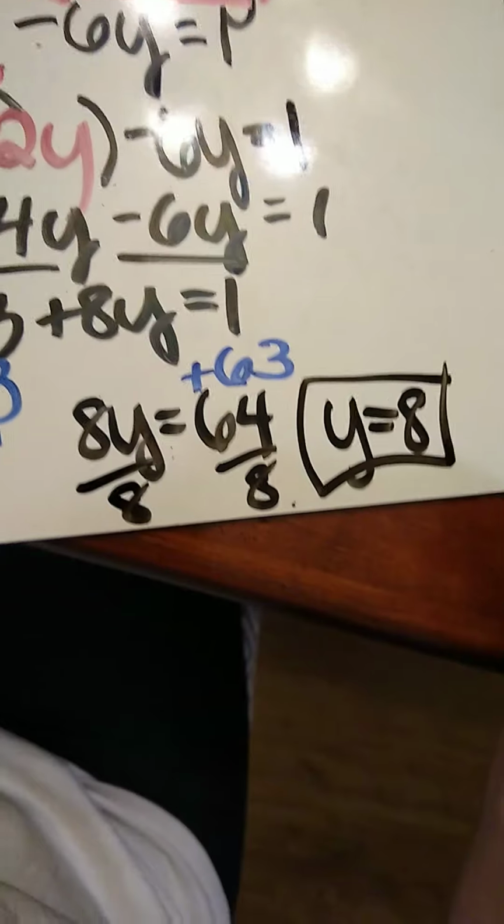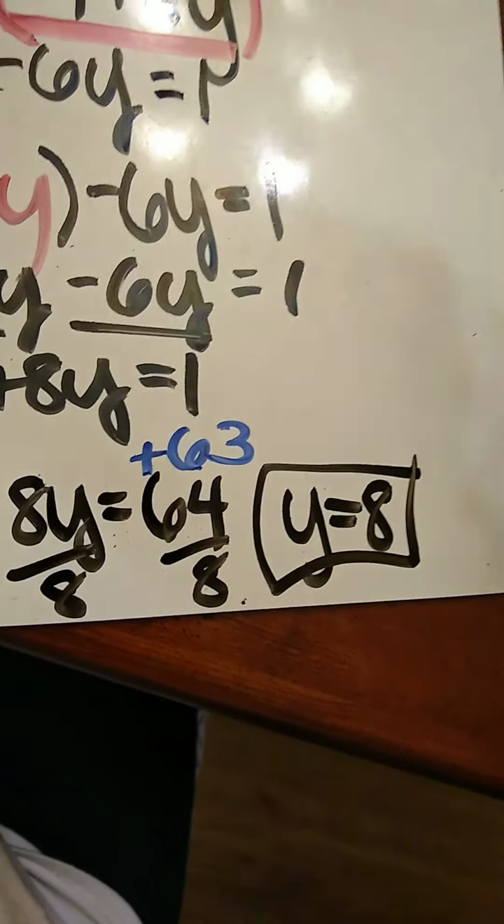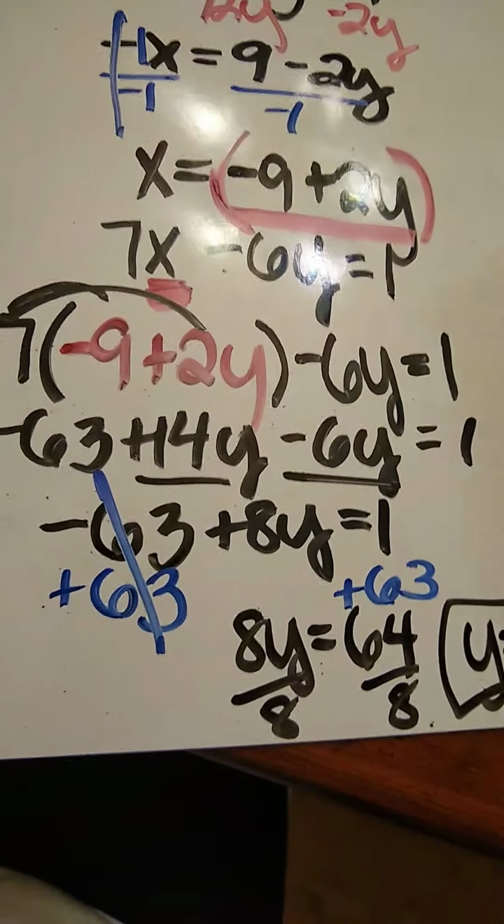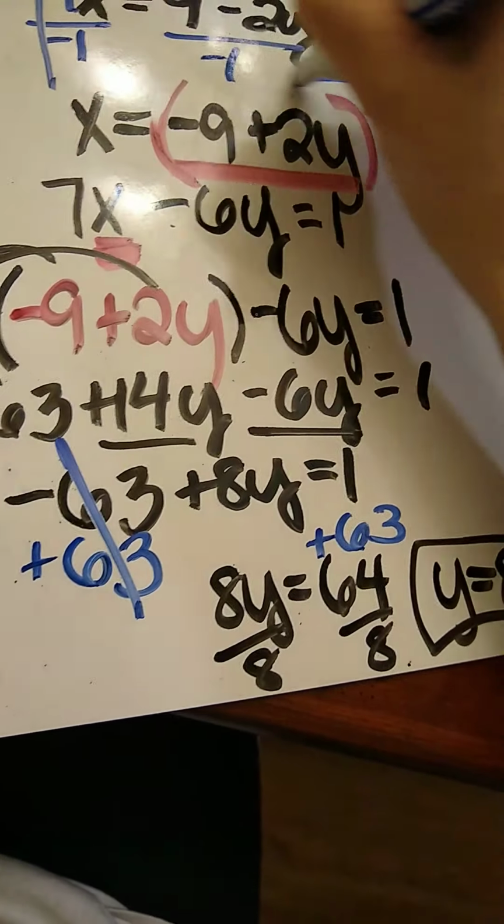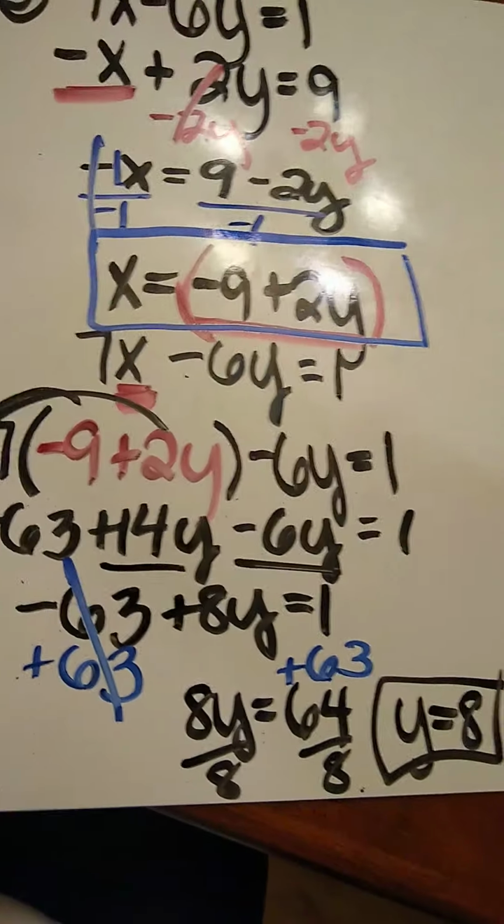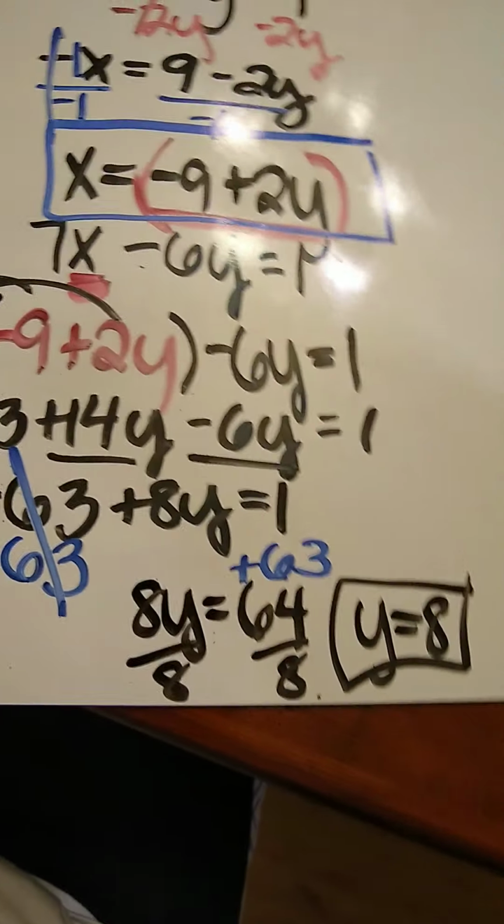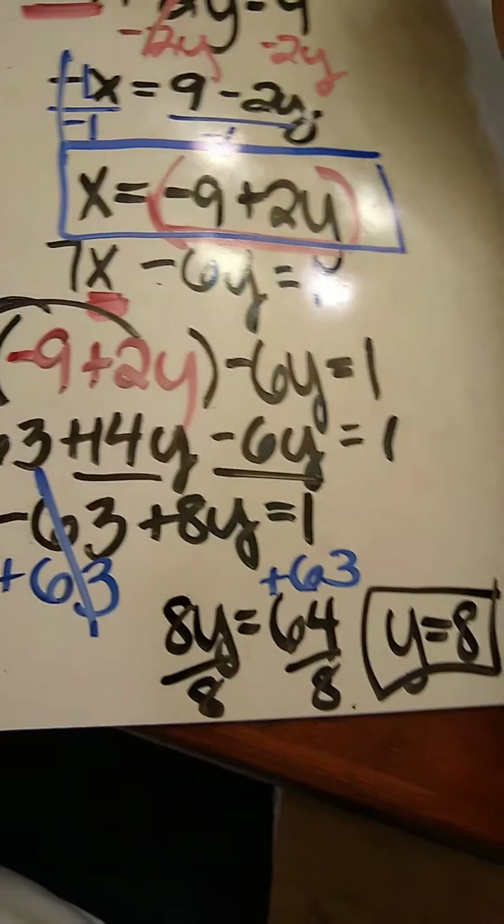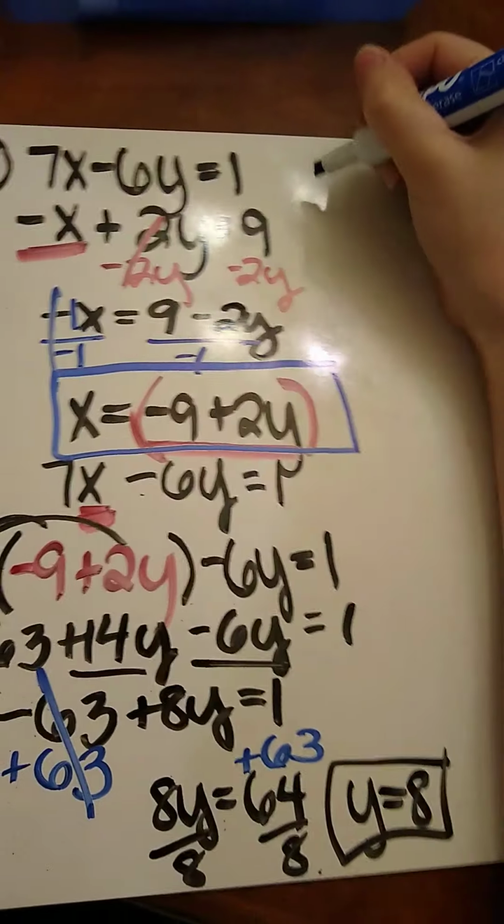Now that I have y, I'm going to go back and get x. And I'm going to do that by taking that y equals 8, and plugging it into this equation right here. x equals negative 9 plus 2y. Because x is already solved for in that equation. So it makes the most sense to plug it into that one since x is what I'm looking for. So I'm still running out of space. We're going to cram it in there.